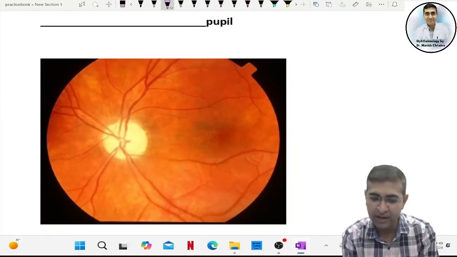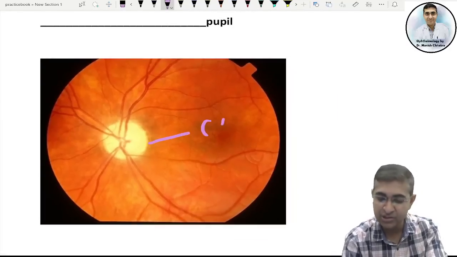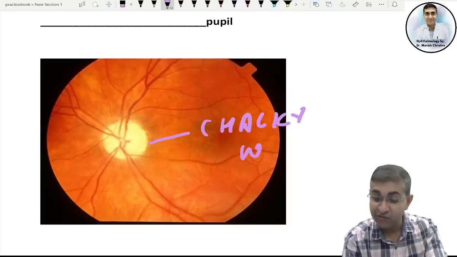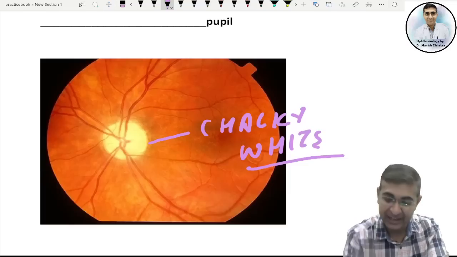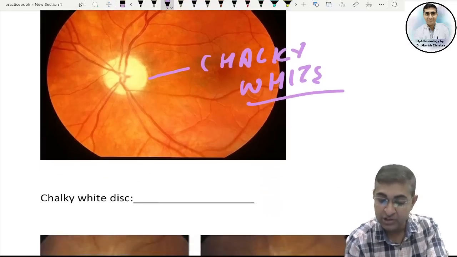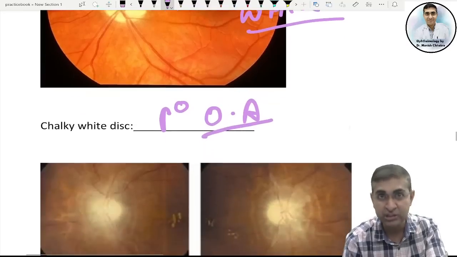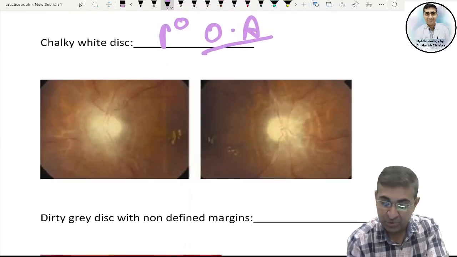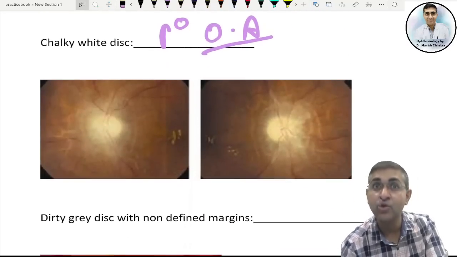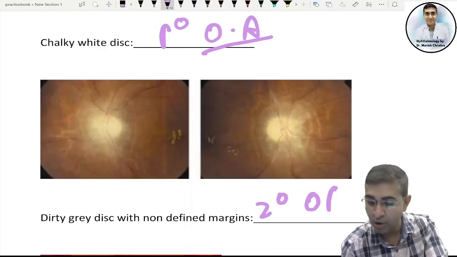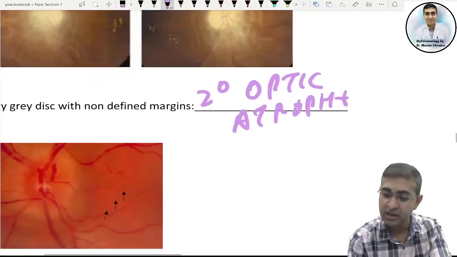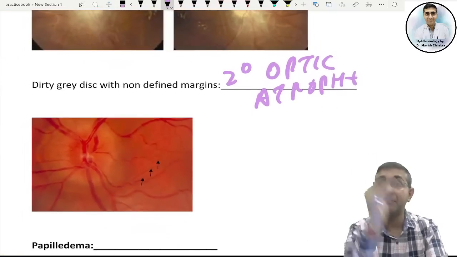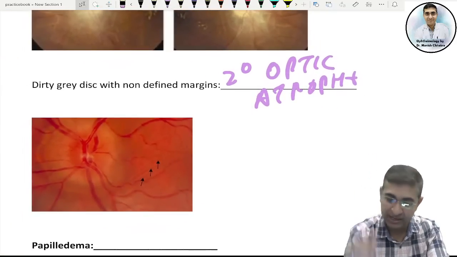Can you appreciate? Can you tell me the spot diagnosis? I'm going to give you a hint. This is your chalky white optic disc. It is optic atrophy. Which optic atrophy? This is your primary optic atrophy, in which you see a chalky white disc, and here you see the dirty gray disc with non-defined margins. This is your secondary optic atrophy. Why is it so? Because secondary optic atrophy follows papilledema, after disc edema. So that is why.